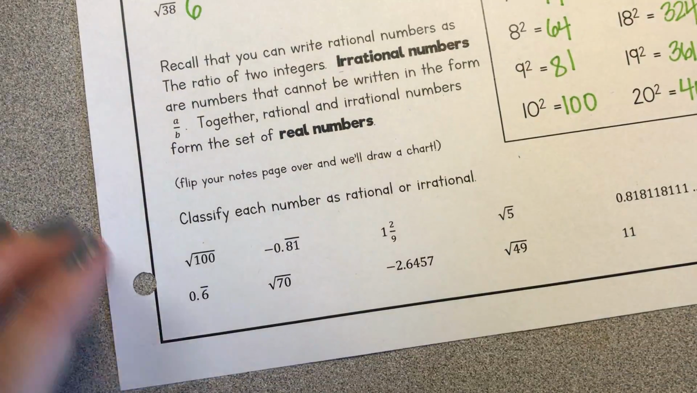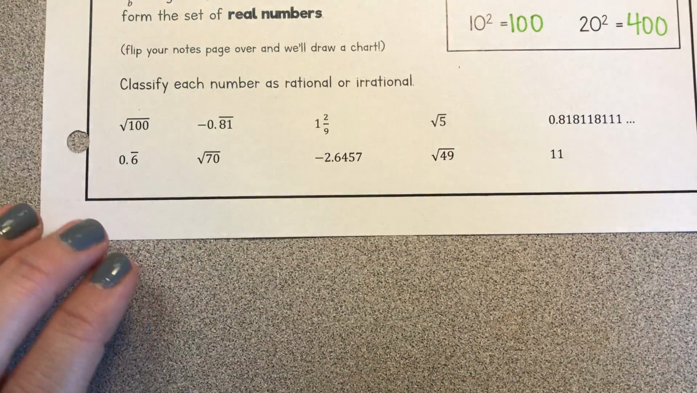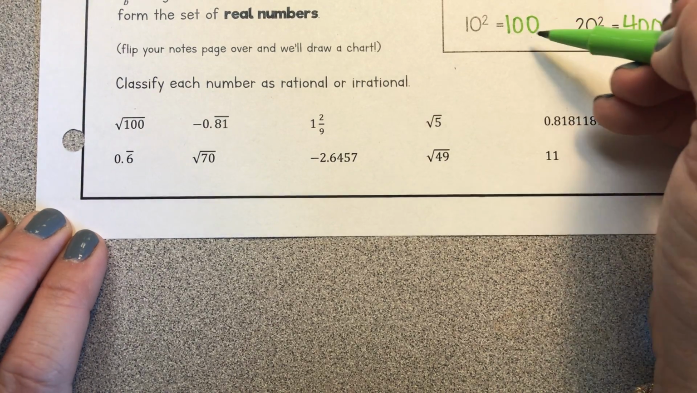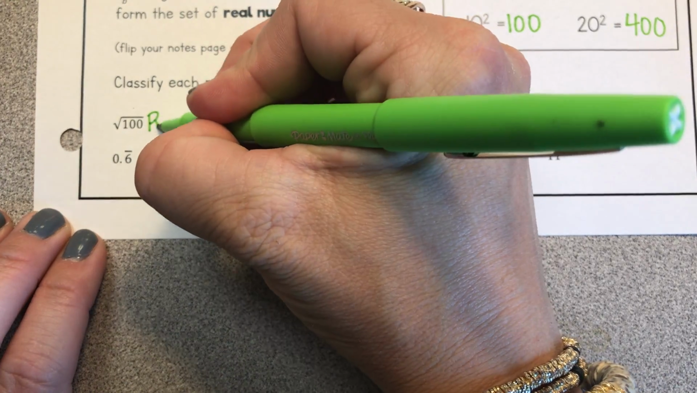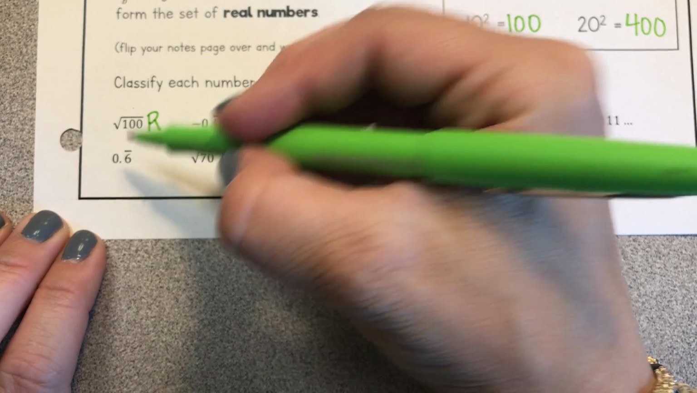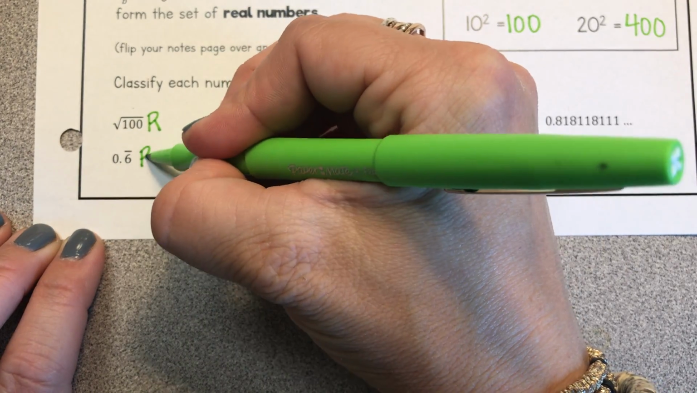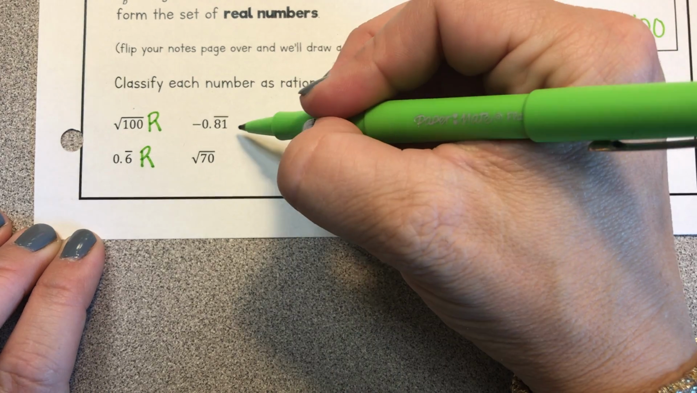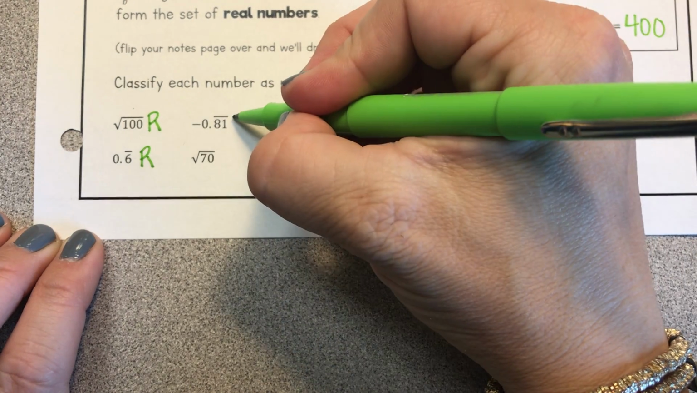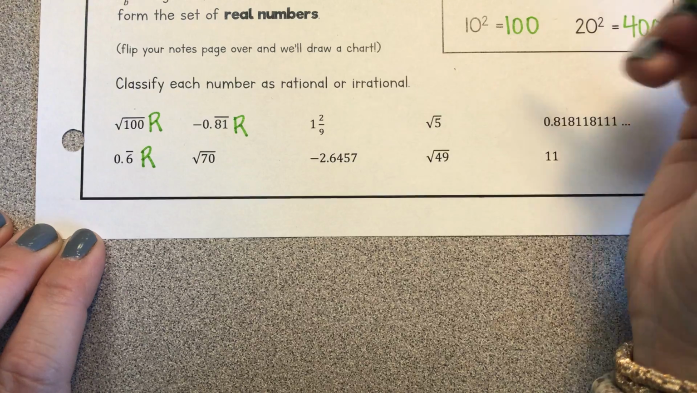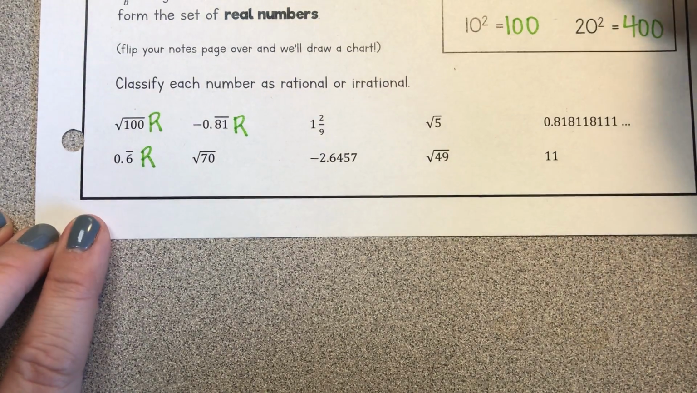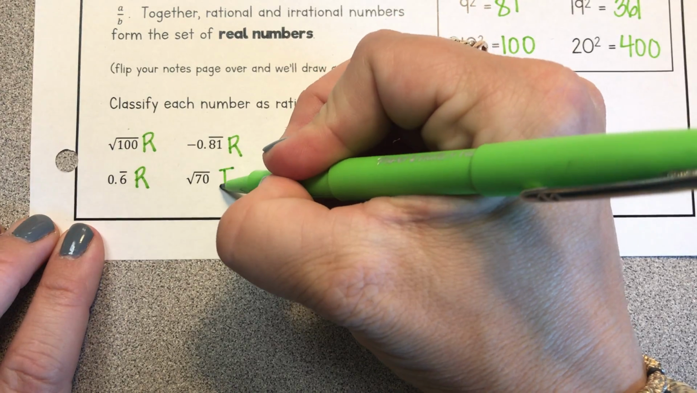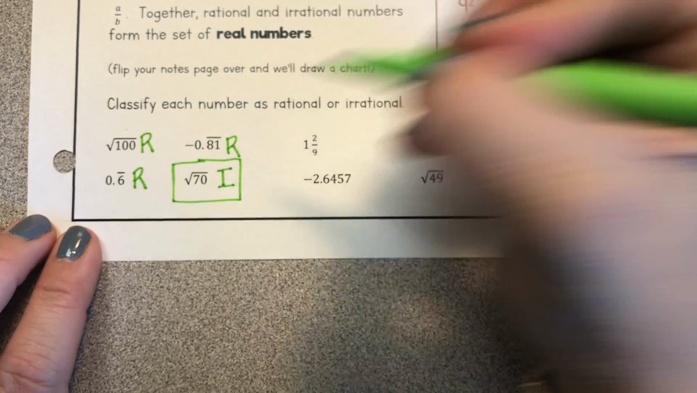So let's go back and look at this list at the bottom of the first page. Okay, the square root of 100, well, that's 10, so that's rational because 10 is an integer. 0.6 is a repeating decimal, so it's rational. Negative 0.81, that is a repeating decimal, so it's rational. The square root of 70, is that anywhere up here on my list? No, therefore it is irrational.